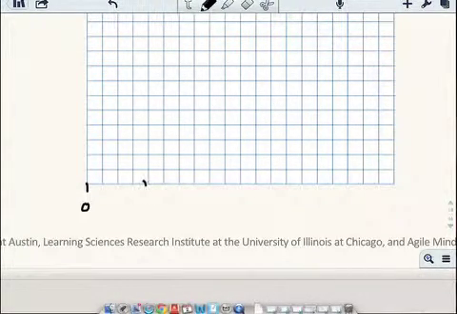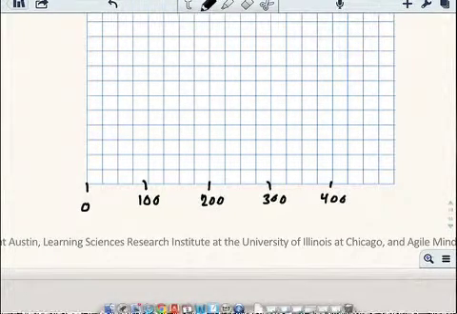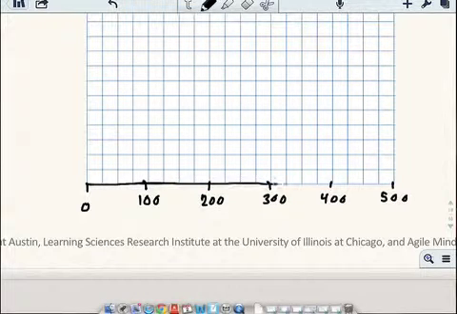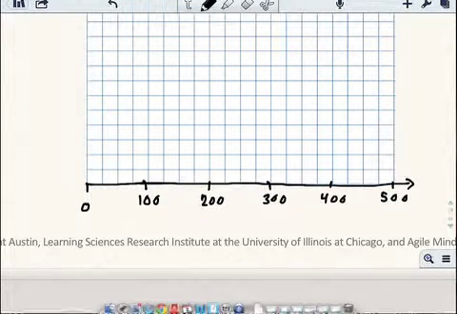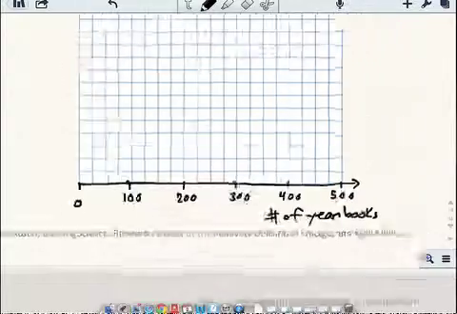I'm going to make every 4 bars 100. It's 200. Whoops, weird mark. 300, 400, and whoops, 500. Okay, and I'll draw my axis in. I need to make sure I label it. And so this is number of yearbooks. Let's check on my other axis.